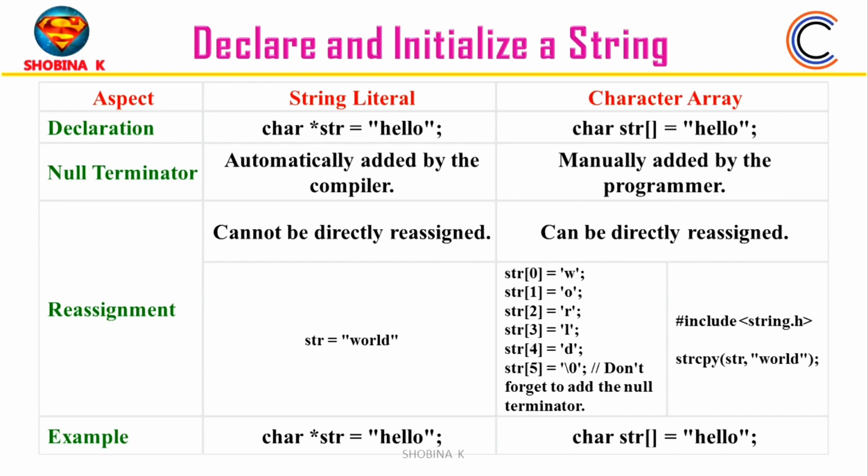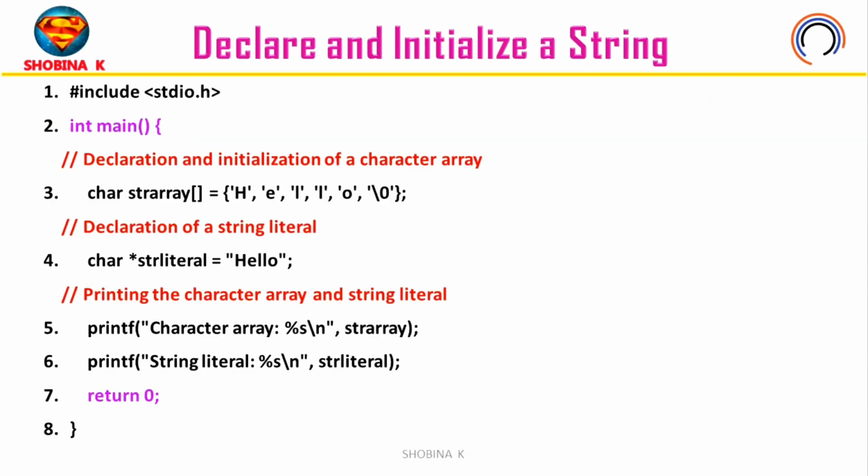So once initialized, a string literal cannot be directly reassigned to another set of characters. For example, you cannot directly assign a new value to str like str equals world. Whereas in the case of a character array, it can be directly reassigned to another set of characters. For example, to update the value of str to world, you can assign each character individually or you can use string manipulation functions.